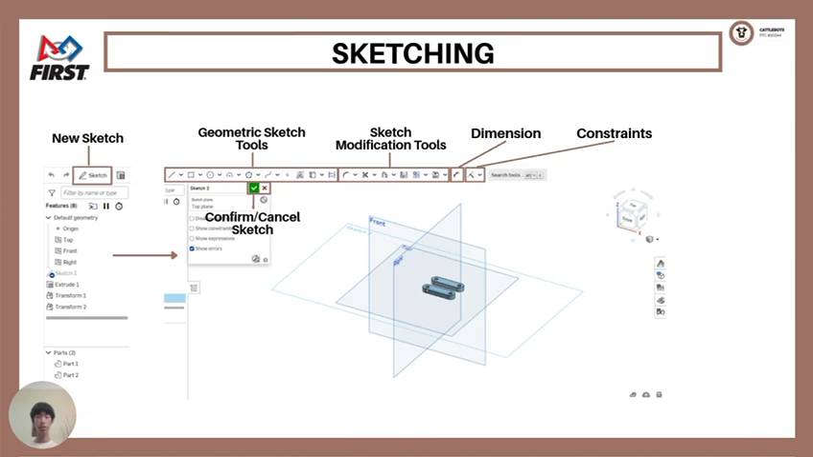Next, let's look at 2D sketches, which are the starting point for most custom parts in Onshape. Click Sketch in the toolbar, then click one of the planes to sketch on. You'll see a different toolbar when you sketch, which includes geometric sketch tools, sketch modification tools, and dimension tools, as well as constraints.